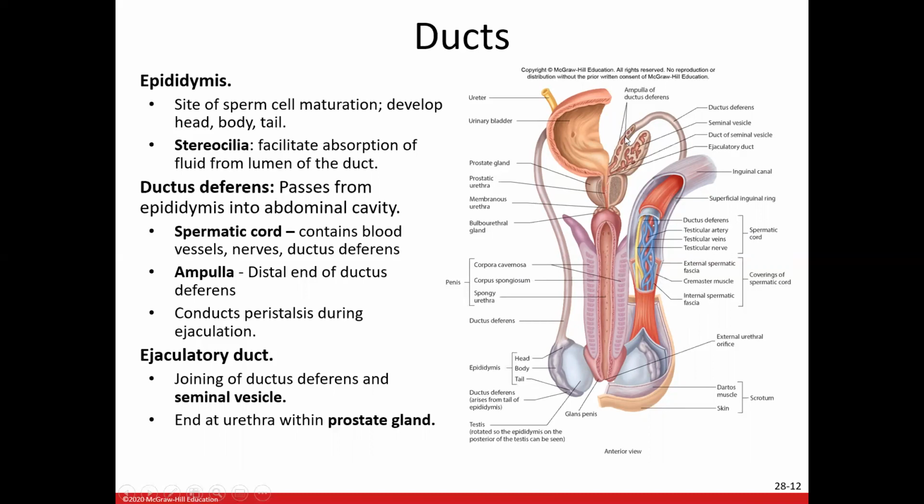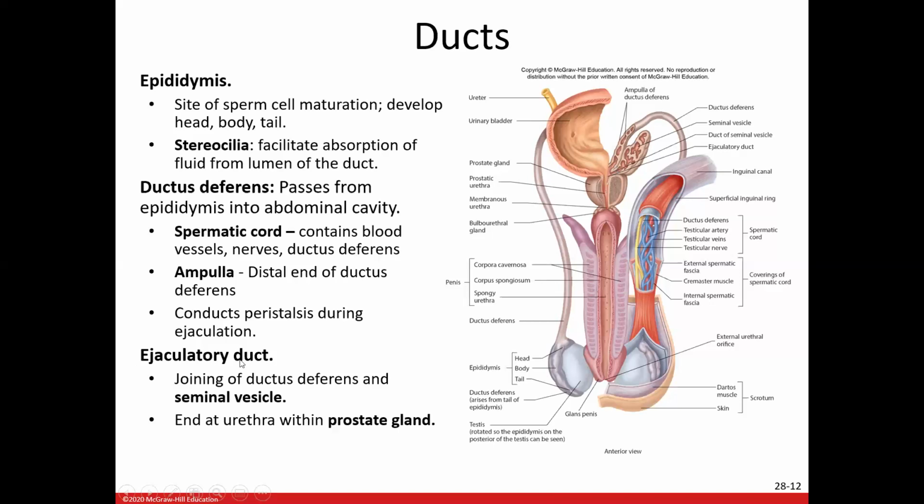Then you have a structure called the ampulla of the ductus deferens. This is just where the ductus deferens widens out and allows for more sperm cells to flow through. And ultimately, your ductus deferens is able to move sperm from the epididymis up the abdominal cavity by peristalsis, that process you've learned from digestion.